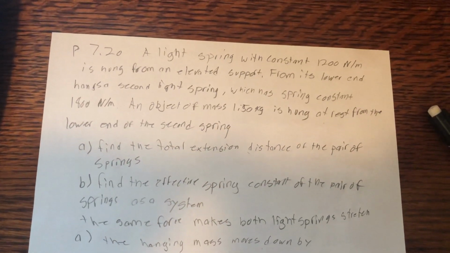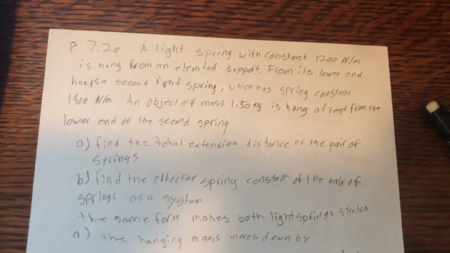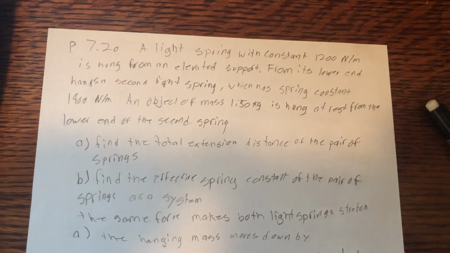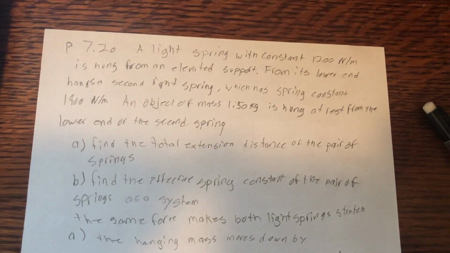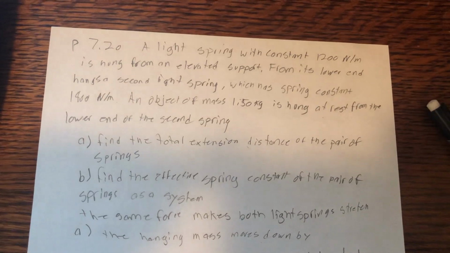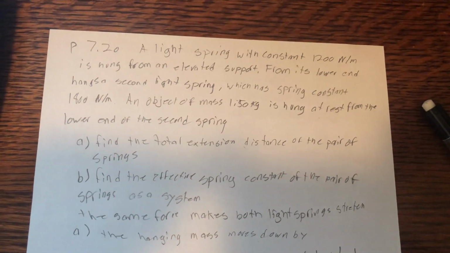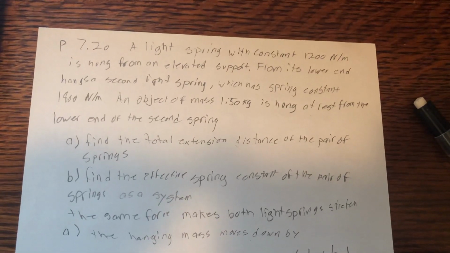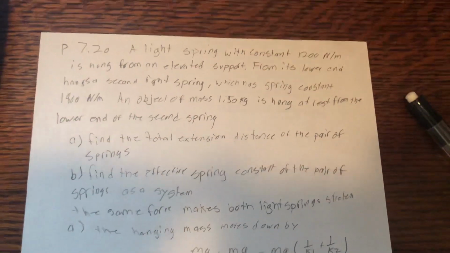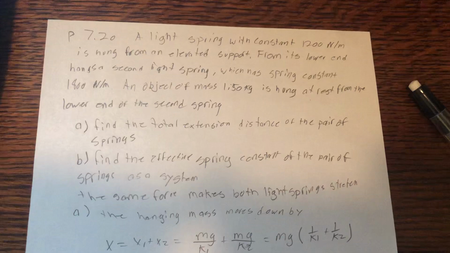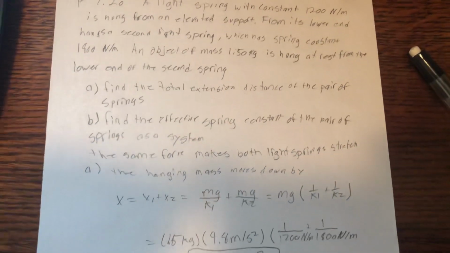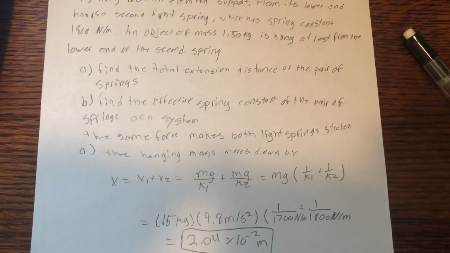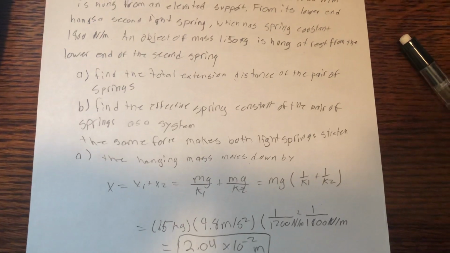For chapter 7, I chose problem 20, and the problem goes: a light spring with constant 1200 newtons per meter is hung from an elevated support. From its lower end hangs a second light spring, which has spring constant 1800 newtons per meter. An object of 1.5 kilograms is hung at rest from the lower end of the second spring. A, find the total extension distance of the pair of springs. B, find the effective spring constant of the pair of springs.